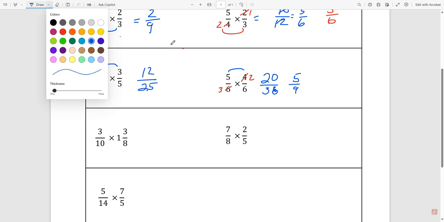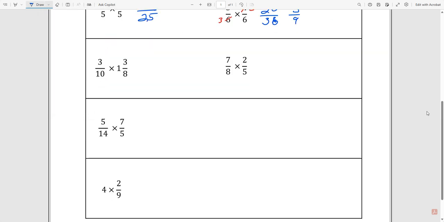All right, on our next question right here, almost done, just that quick. We have a mixed number over here, however, but we'll change that to an improper fraction by multiplying the denominator times the whole part. 1 times 8 is 8, and then we'll add the numerator to that and get 11/8. And so what we have at that point is 3/10 times 11/8. And again, we can just simply straight multiply these. 3 times 11 is 33, and 10 times 8 is 80. And nothing to reduce here, so we'll just leave it as is, 33 over 80.